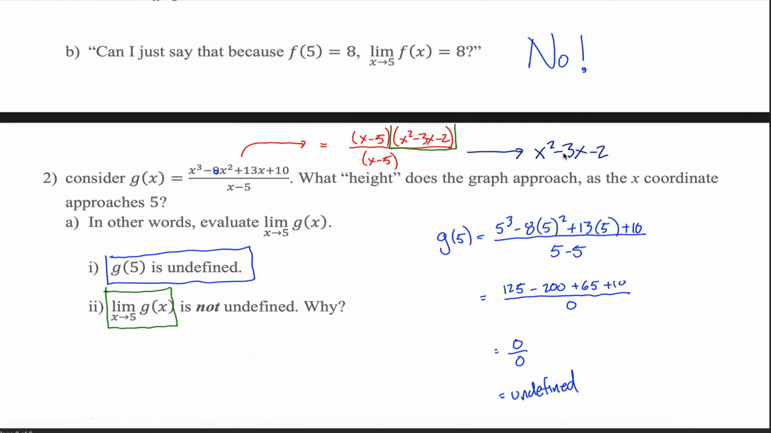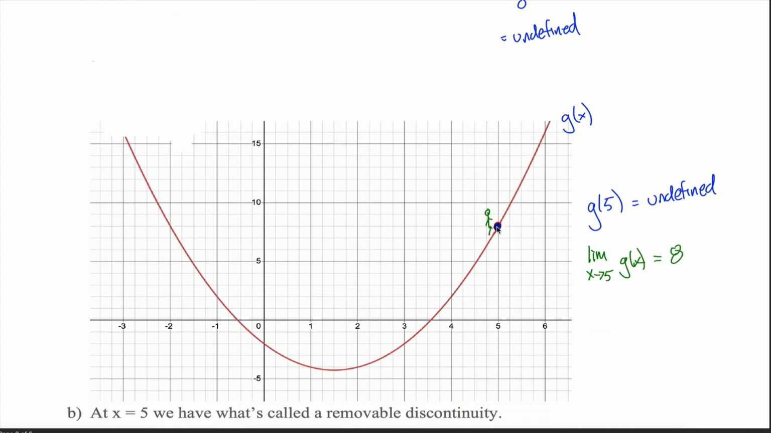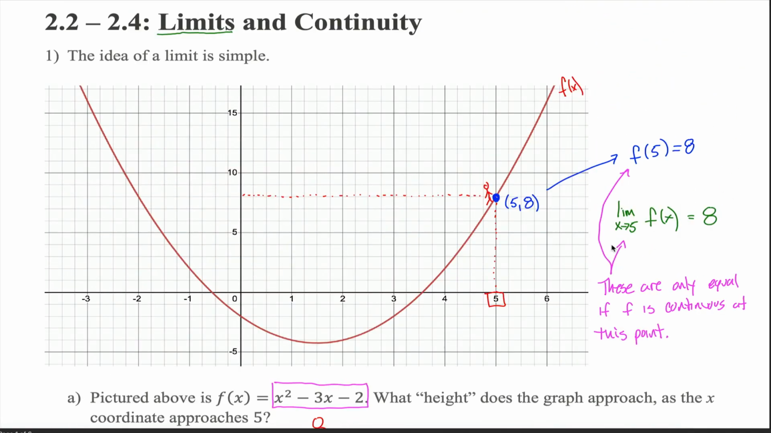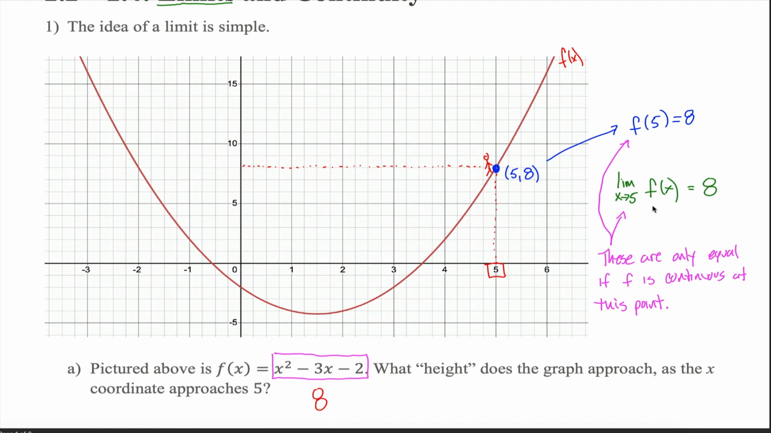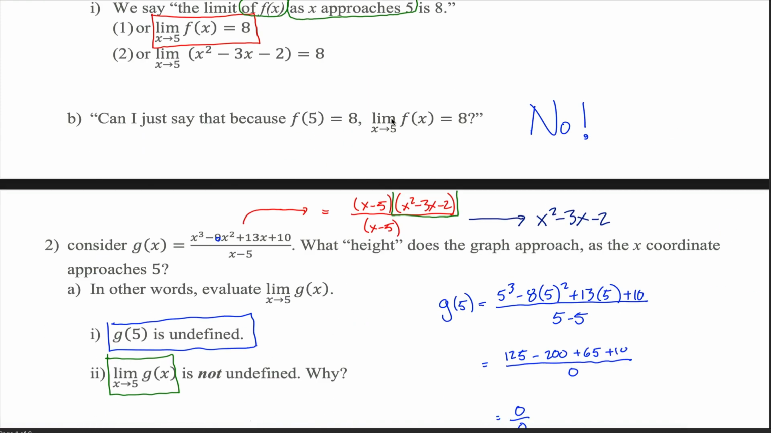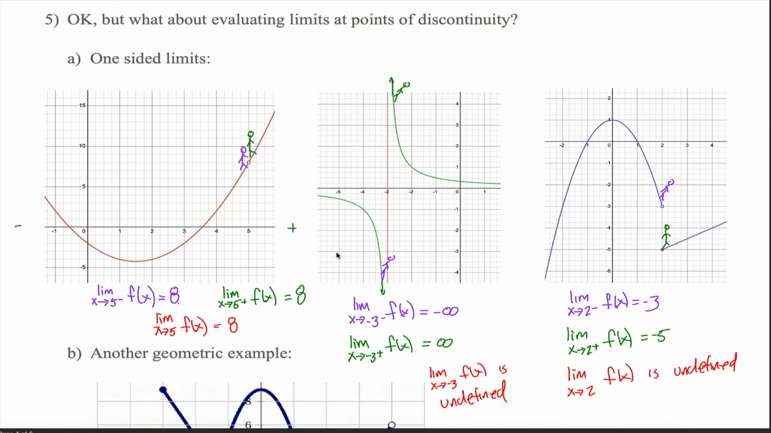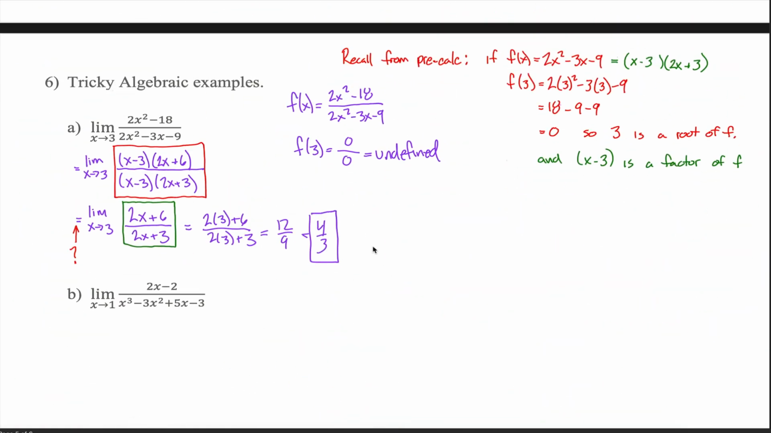But that's really helpful because when that removable discontinuity isn't there, I'm evaluating a limit at a point of continuity. And evaluating limits at points of continuity is really easy, right? To figure out this limit, since this function's continuous here, all I got to do is change all my x's into 5's.